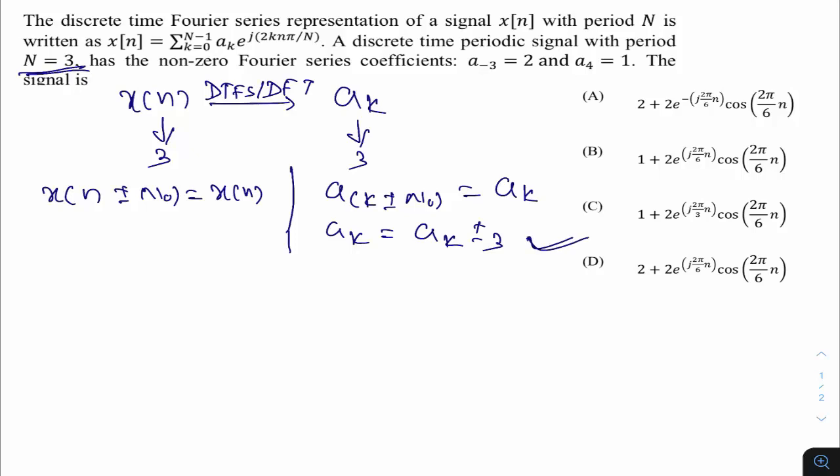And you see clearly here it is given that the non-zero Fourier series coefficients are this one. I mean, there are only 2 non-zero coefficients. Remaining all coefficients are 0.